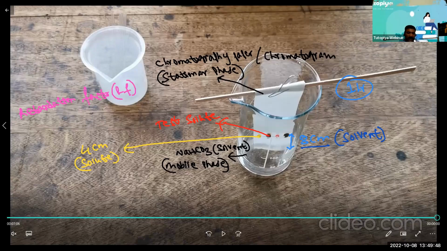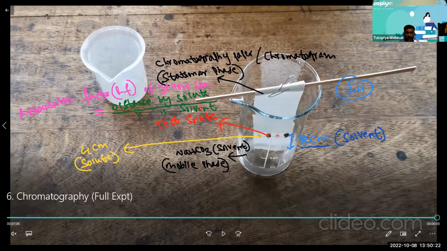RF. How do you calculate the RF? Retardation factor of what? It is the retardation factor of that solute, of the first one, the yellow stain. How do I know it? There's a formula for this. The formula is distance traveled by the solute over distance traveled by the solvent in the same interval of time, in the same 1 hour gap.